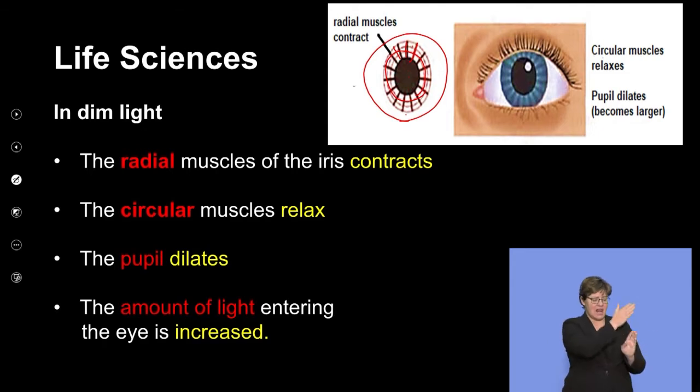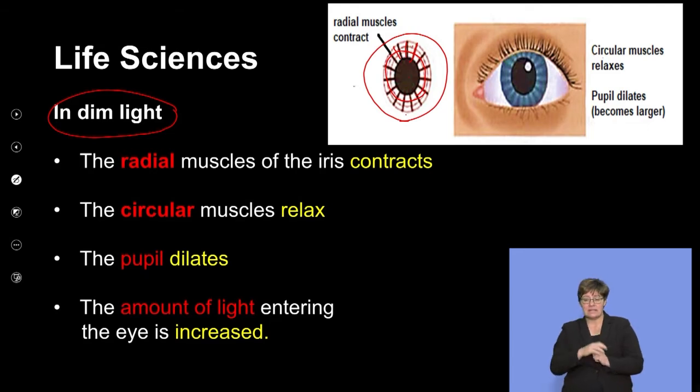Okay. So when we are in dim light, we need big pupils. We need dilated pupils to get more light into our eyes. So remember that. What happens is the radial muscles will contract. And when they contract, they become shorter, and when they are shorter, they are pulling the inside of this iris outwards. Can you see? So then the pupil becomes bigger, and it will dilate.